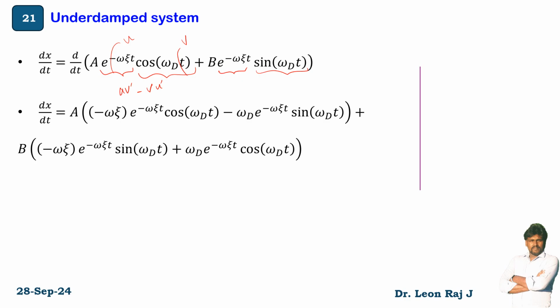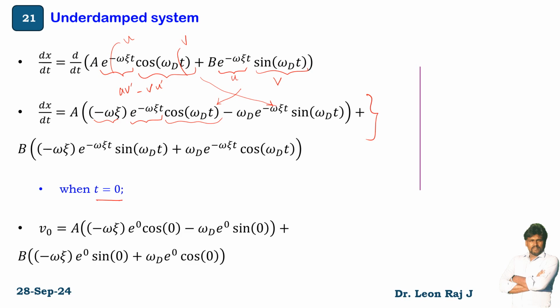So your U is e power minus omega xi t, and V is cos omega d t. When you differentiate this, you will get this term and this term here, so hence it is rearranged. So we get this as our response.